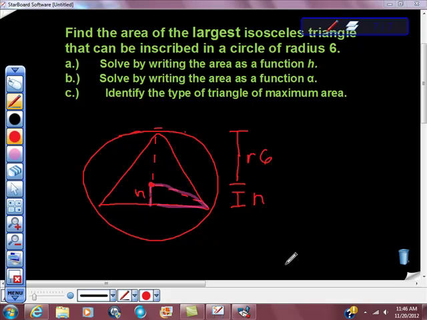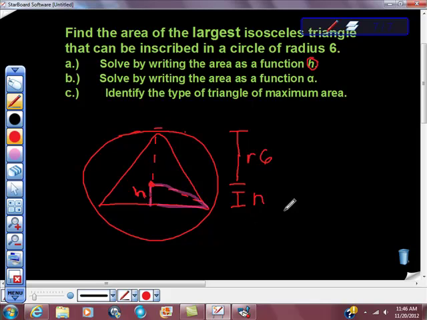Hello everyone, and we're here to do an optimization problem, AP Calculus AB, and we're asked to find the area of the largest isosceles triangle that can be inscribed in a circle of radius 6. Our first question is solved by writing the area as a function of h, which is right there. So in here we have our drawing, and this is our h, and our radius is 6 because this is our middle point.